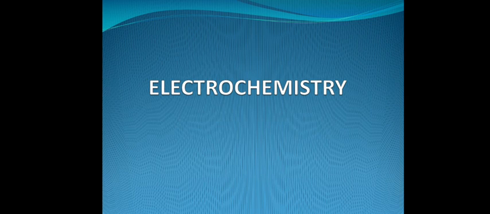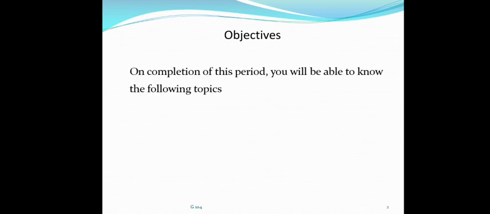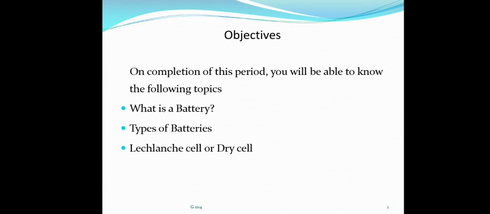Let us go for the next and last session of electrochemistry. So, objectives of today's lesson: after completing this period, you will be learning about the following topics. What is a battery? What are the types of batteries? What is a Leclanche cell? What is a nickel cadmium cell? What is a fuel cell? And we are also going to study an example of a fuel cell, that is the hydrogen oxygen cell. So these are the topics which we are going to deal with today.